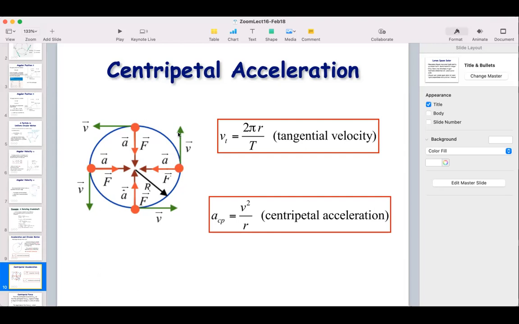And here we have a velocity, which can also be called tangential velocity, because you see it's always tangent to the circle at that point, and it is 2 pi r divided by t. So the velocity that we defined before, we can call it velocity, but it's also called tangential velocity because it's tangential. While the acceleration goes toward the center, and it's called centripetal acceleration, and it's v squared divided by r.